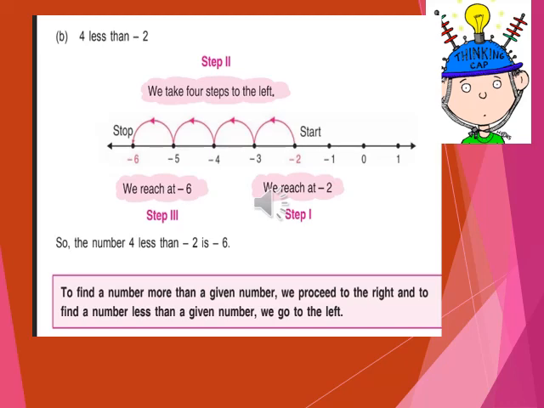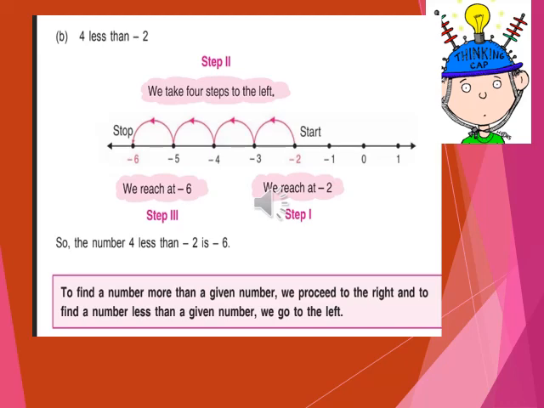We take 4 steps to the left. First step minus 3, second step minus 4, third step is at minus 5, and the fourth step is at minus 6, and here we will stop. So we reach at minus 6. So the number 4 less than minus 2 is minus 6.